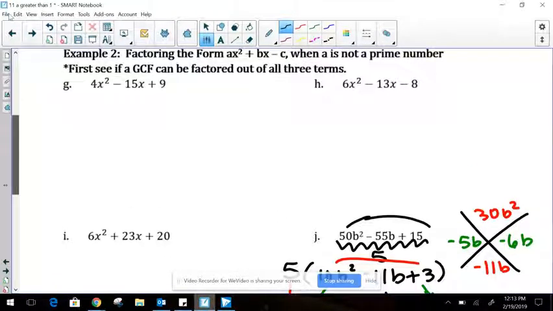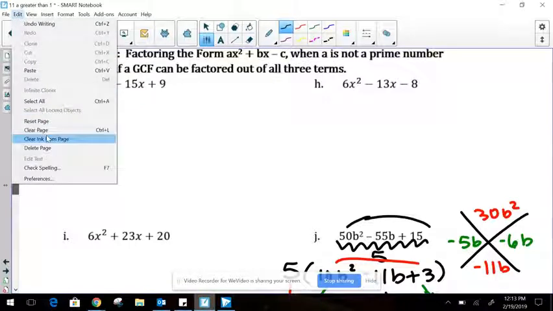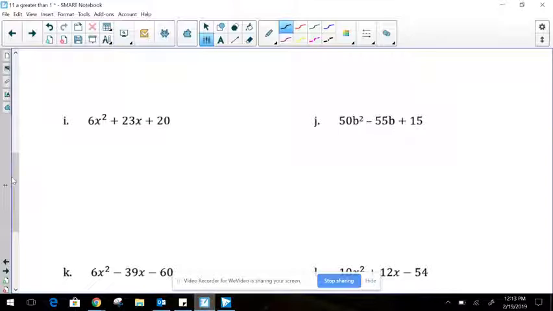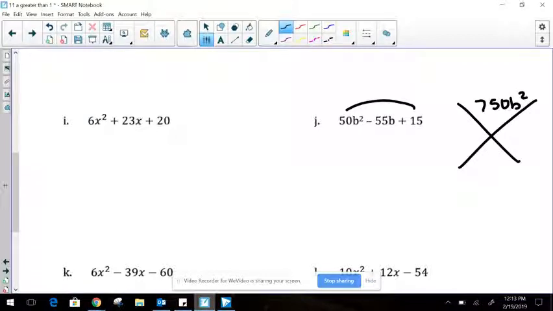Let's do J. Okay, so what I'm gonna do here, just like normal, we say, okay, first times last, we fill in our X. 50 times 15 is 750b squared. Now, I love math, but writing out all the factors for 750, I would consider that excessive. And that's a lot. So if you see this, I usually say, like, if it's greater than 150, see if you can do what I'm going to show you.